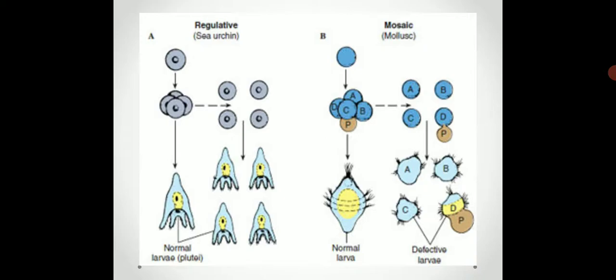Regulative, that is the sea urchin: you can see here the normal larvae are formed. Whereas in the case of mosaic, when a small portion has been removed, you can see a defective larva will be formed, and when there is no disturbance, you can see the normal larva. So this is the difference between the regulative egg and the mosaic egg.